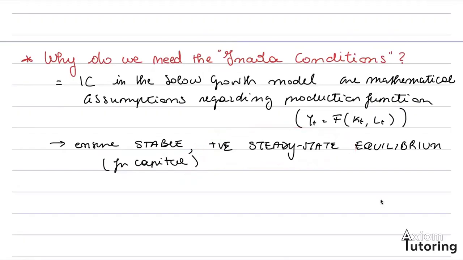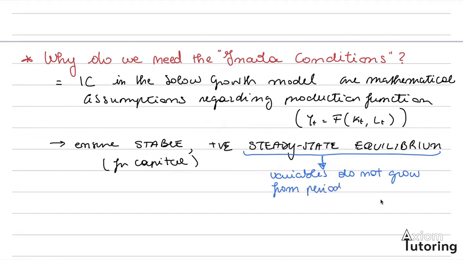Let me give a very quick definition of steady state equilibrium, in case this term has never come up. When we talk about steady state, we mean a state in which variables do not grow from one period to the next. For example, it would be the case where capital in period t is equal to capital in period t plus 1.